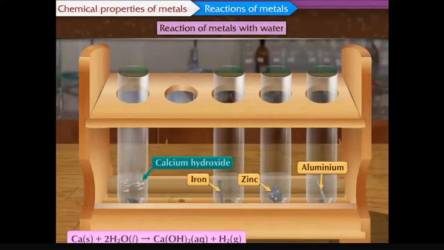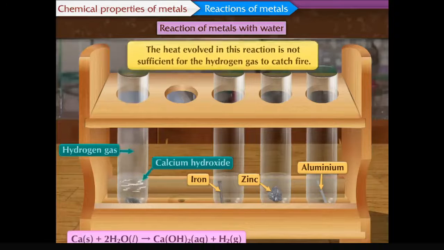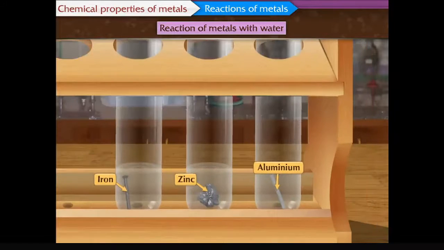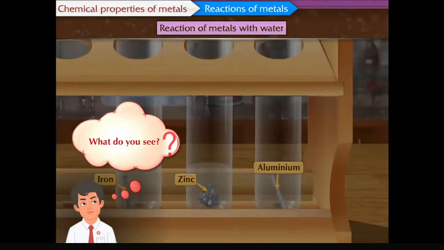Calcium forms calcium hydroxide and hydrogen gas is evolved. The heat evolved in this reaction is not sufficient for the hydrogen gas to catch fire. Now let us check what happens when an iron nail, a piece of zinc metal, and an aluminium wire is put in cold water. What do you see?